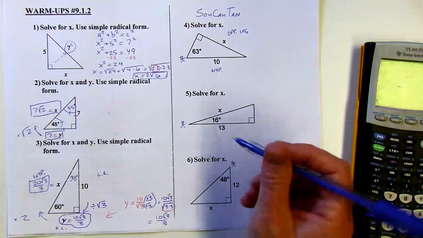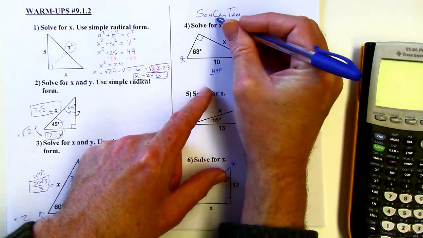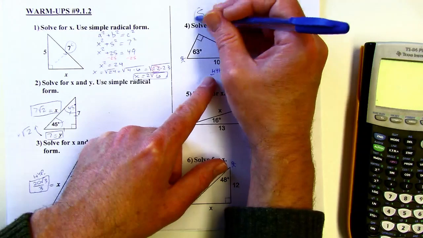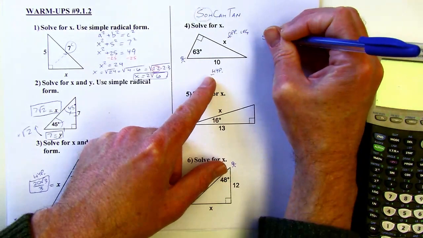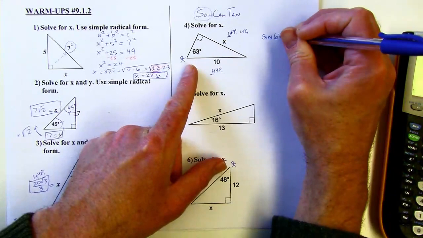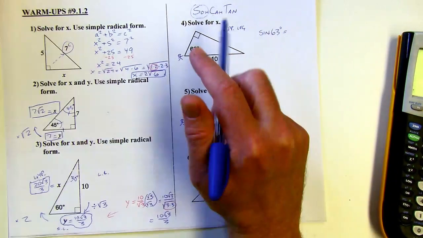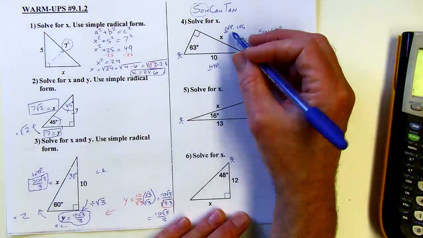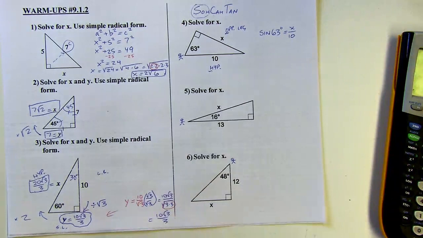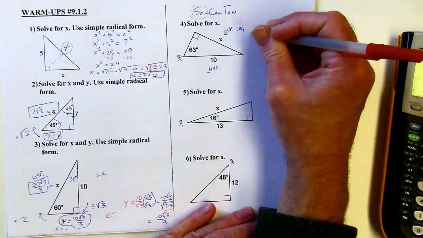Okay? So now I need to decide. I'm going to pick the right piece of SOHCAHTOA, sine, cosine, or tangent. I'm going to pick the one that uses an O and an H. That would be the sine part. Okay? So I'm going to write sine. I want to indicate where I am. I'm at the 63 degree angle. And then I'm going to do opposite over hypotenuse, so that the letters are in the right order. Opposite over hypotenuse is going to give me x over 10. Okay? Now I'm going to want to solve this for x. So I'll multiply both sides by 10.